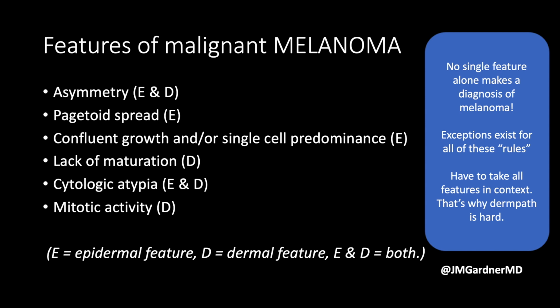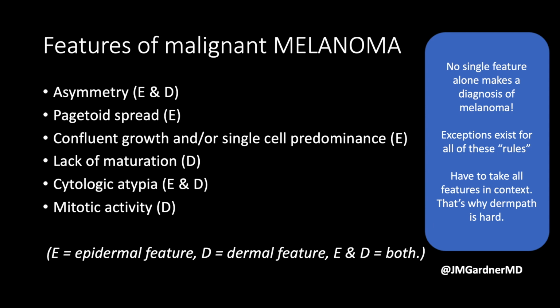Now, let's talk about some of the features of melanoma, all right? No single feature alone microscopically makes a diagnosis of melanoma. There are exceptions to all of the rules, but some of the things I look for as clues are asymmetry from right to left. If the right side of the lesion looks different from the left, that's a clue that maybe it could be melanoma.